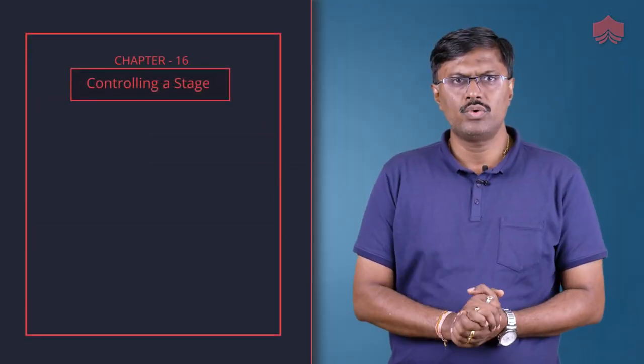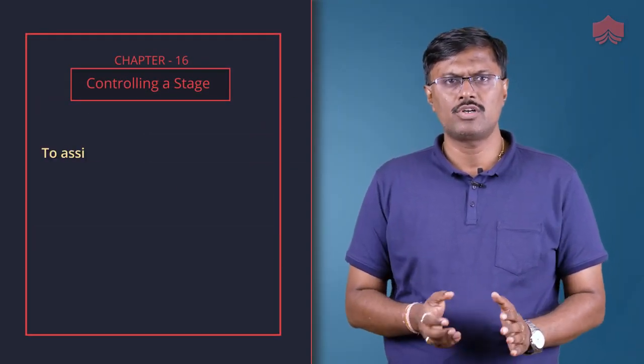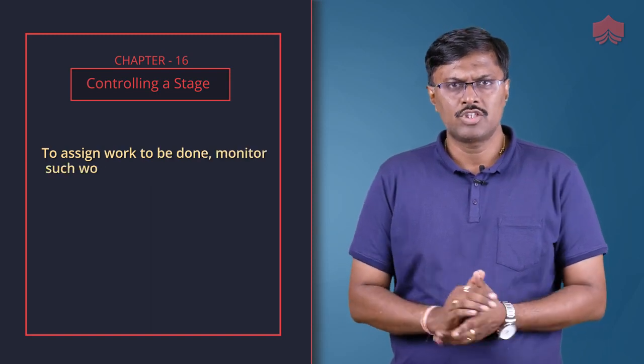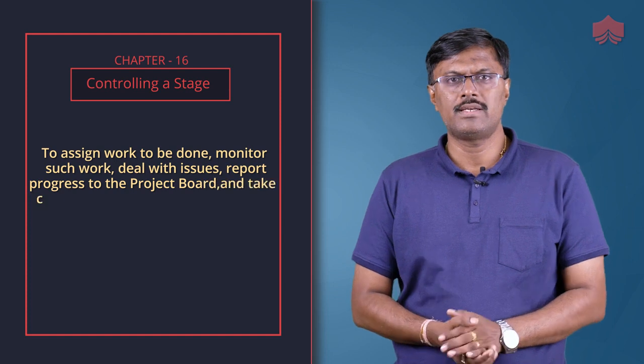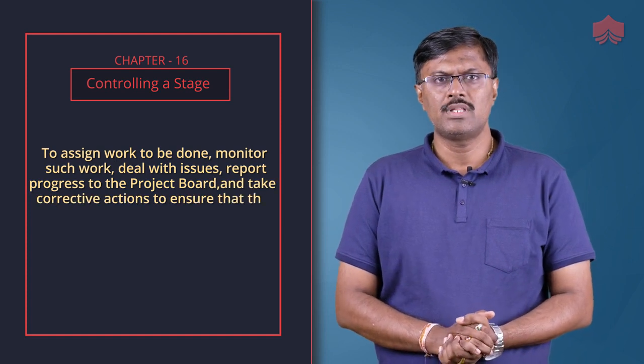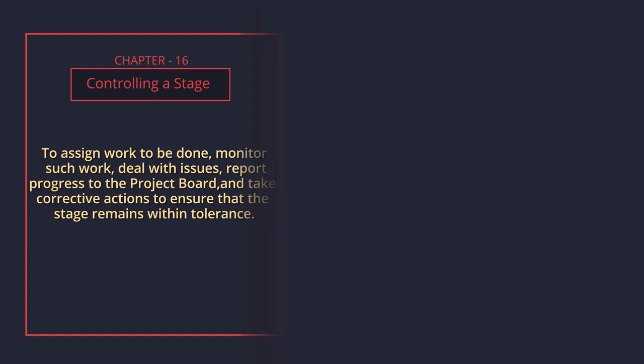The purpose of the controlling a stage process is to assign work to be done, monitor such work, deal with issues, report progress to the project board, and take corrective actions to ensure that the stage remains within the tolerance.